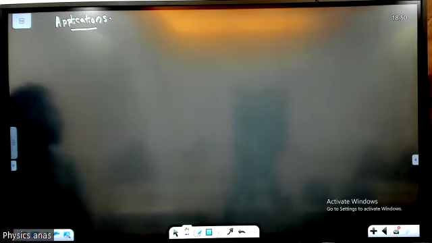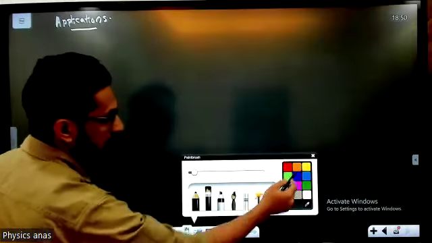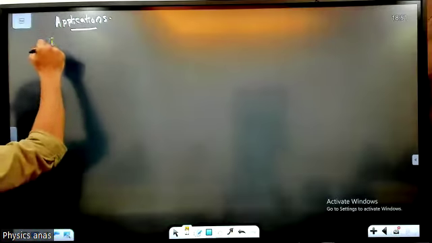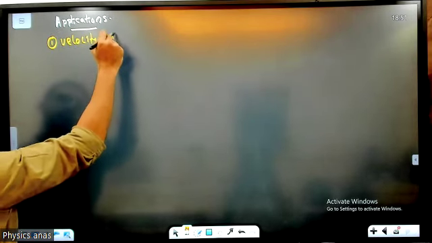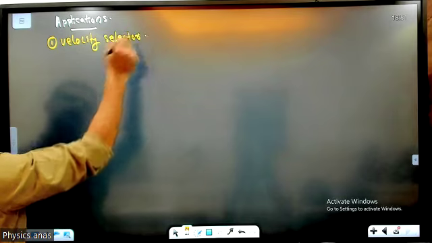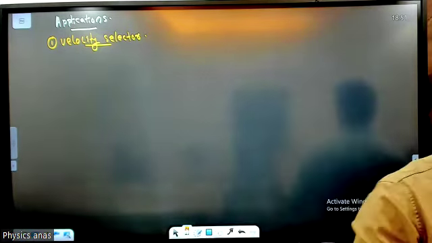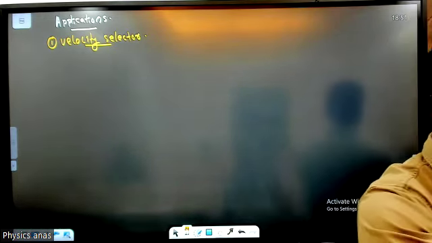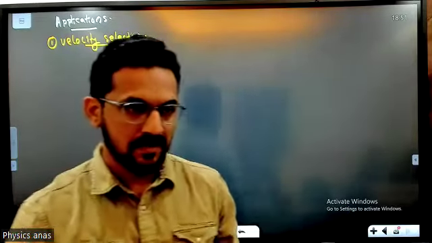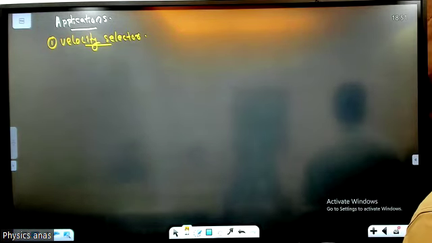Let's see applications of movement of charge in both electric field and magnetic field. Only one application is there, and it is very easy to understand also. That's called velocity selector. This idea is for the selection of a particle having a particular velocity. Why are we using this velocity selector? To select a charge having a particular velocity.